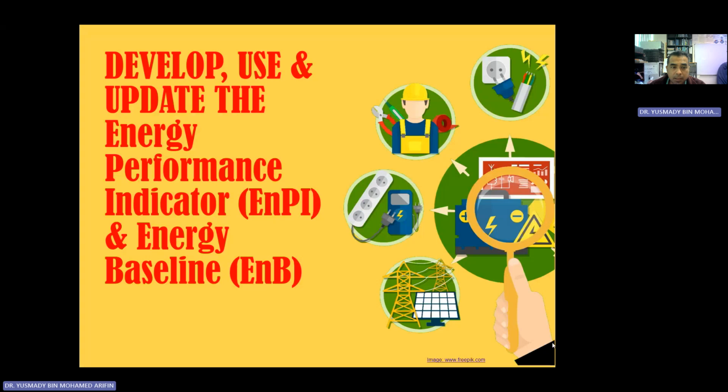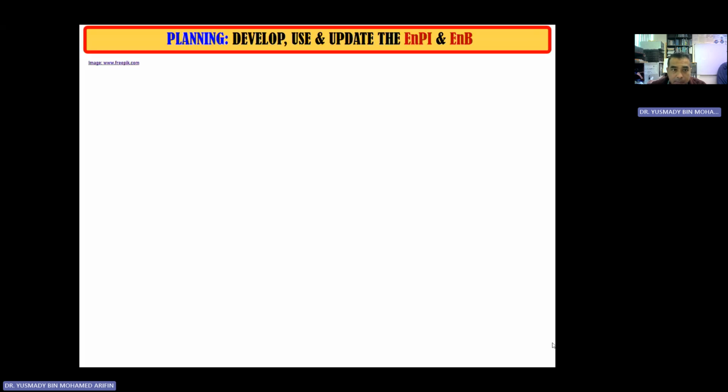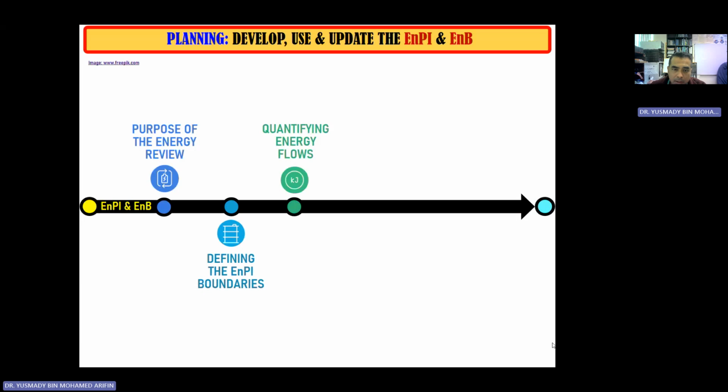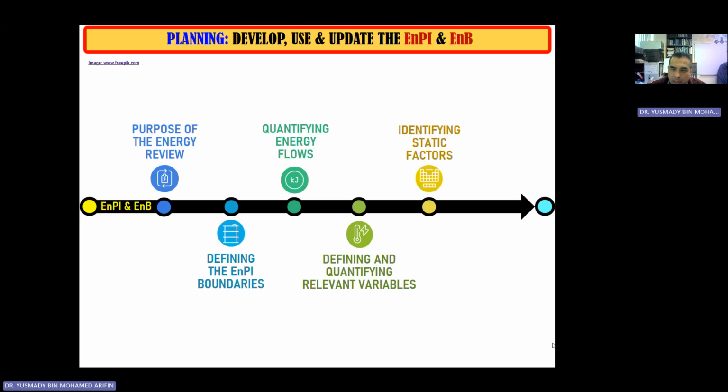Okay, develop, use and update the energy performance indicator and also energy baseline. So these are the processes for developing, using and updating the ENPI and also ENB. First, we have the purpose of the energy review. Second, the process involved is defining the ENPI boundaries. Third step, quantifying energy flows. Step number 4, defining and quantifying relevant variables. Step number 5, identifying static factors. And the last one, data collection and quality assurance. So we'll discuss one by one the steps of developing, using and updating the ENPI and also ENB.